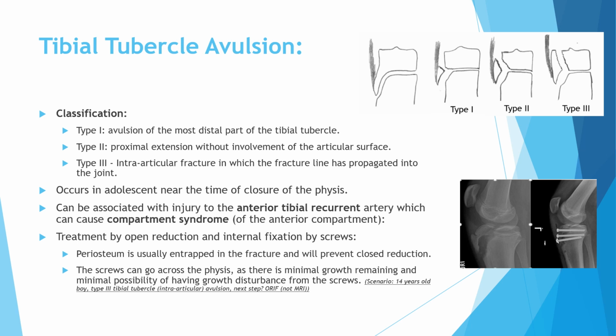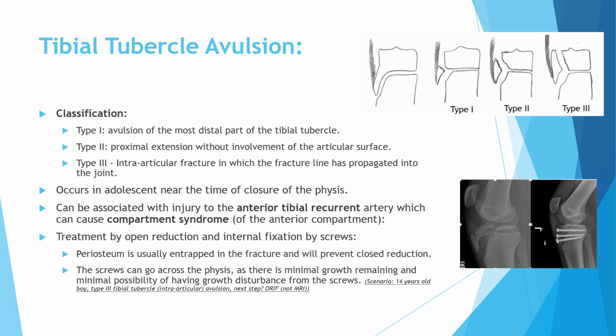The most common complication is that it can cause injury to the anterior tibial recurrent artery, which can cause hematoma, and this hematoma can cause compartment syndrome. If this happens, of course, the treatment is fasciotomy. The treatment of the condition in general is open reduction, internal fixation. You don't do closed reduction for these cases because you cannot really push the piece back, because the extensor mechanism is attached to it.